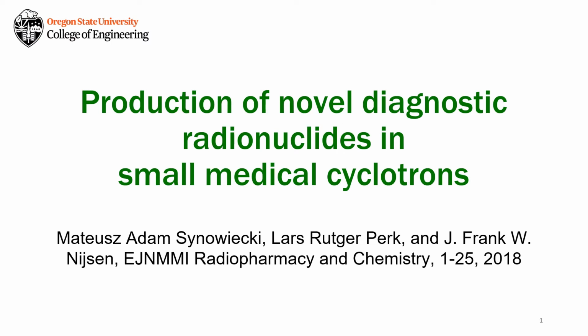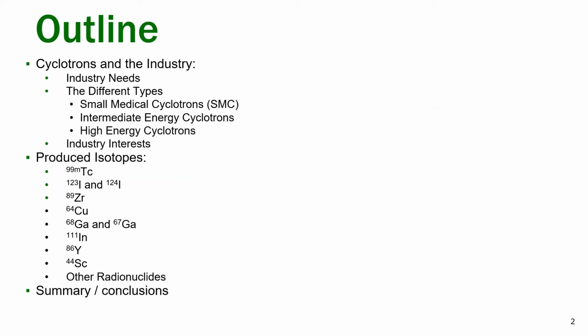We will be talking about a paper titled Production of Novel Diagnostic Radionuclides and Small Medical Cyclotrons by three authors that I'm not sure how to pronounce their names and I don't want to be rude. We will be breaking this paper down into two main categories as shown. Cyclotrons and the industry, which is more about the technology and industry as a whole, and second, produced isotopes as discussed within the paper.